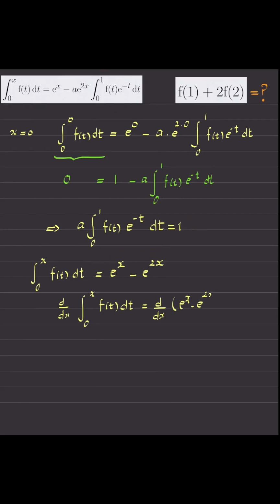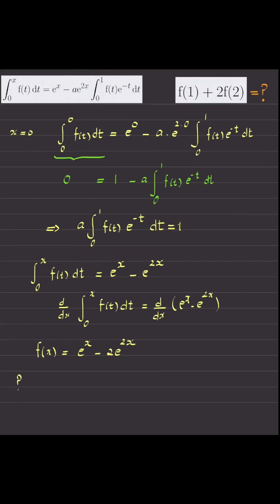But the left-hand side, according to the first part of the fundamental theorem of calculus, simply becomes f of x. And the right-hand side, the derivative of e to the x becomes e to the x. The derivative of e to the 2x becomes minus 2e to the 2x. So that's your function. And now the question is, what is f of 1 plus 2 times f of 2? So I just need to calculate that.